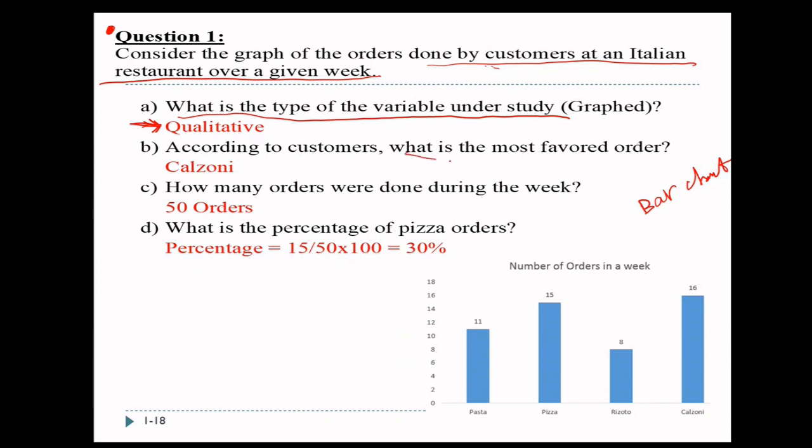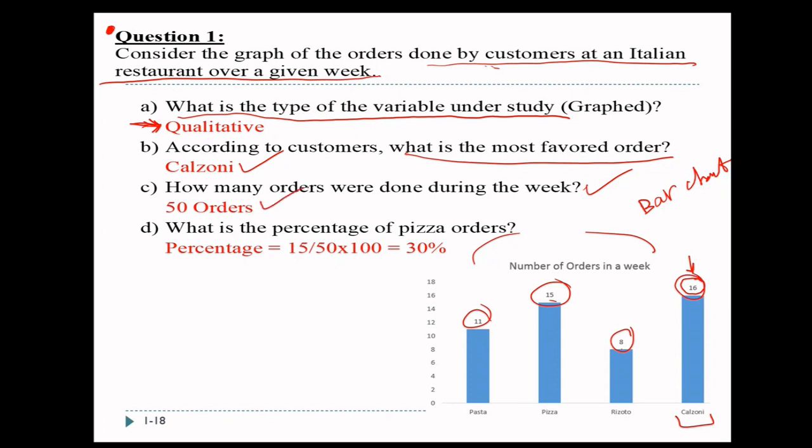Okay, according to customers, which is the most favorite order? Frequencies are 16, 15, 11, 8. So the most favorite order is calzone. You're right, calzone. How many orders were done during the week? It's in 1 week. So 11 plus 15 plus 8 plus 16. Total orders equal 50 orders. Here the answer is in red. This in black is the question, and red is the answer.